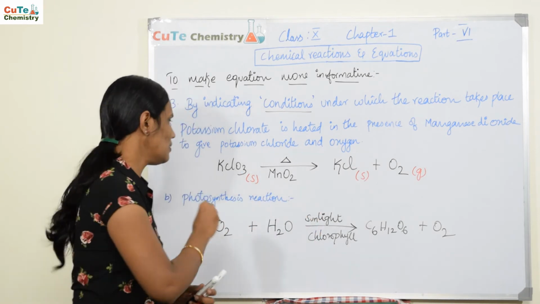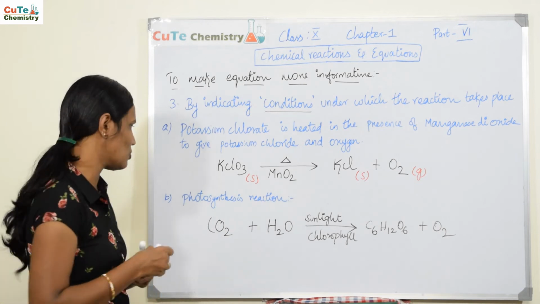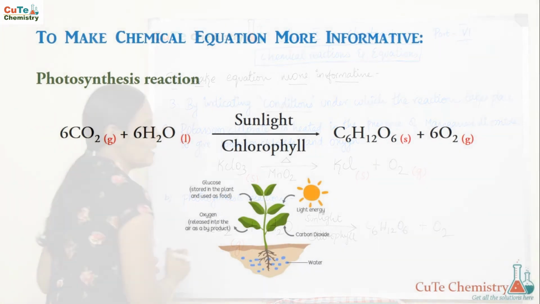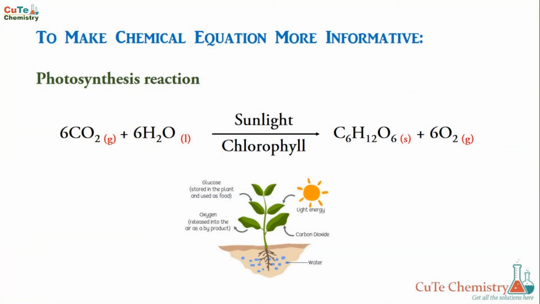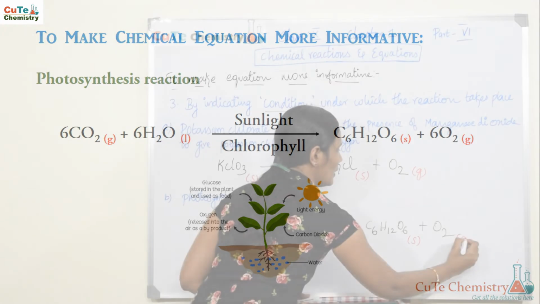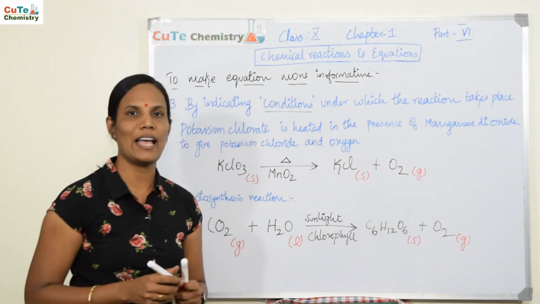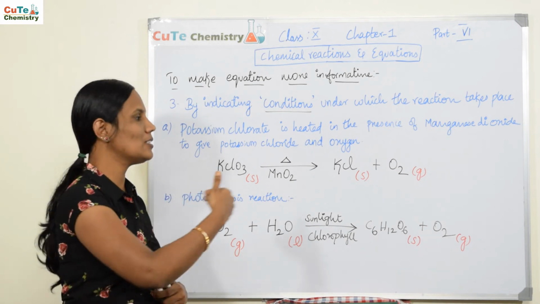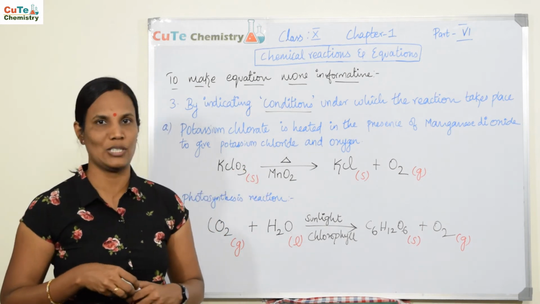Now we will mention the physical state of this reaction also. Carbon dioxide is a gas, and we know the state of water, it is in liquid form, and then it will give glucose. The glucose is a solid, and then along with that oxygen is gas. Now the equation is more informative after adding all this information to the chemical reaction.